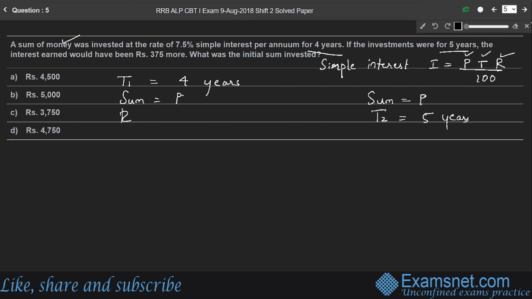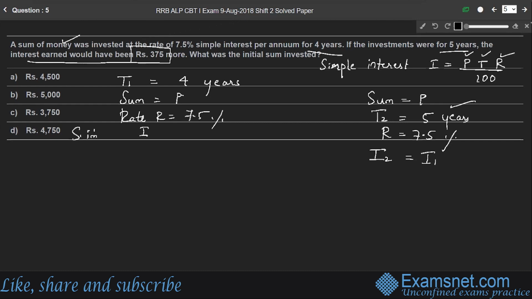And here the rate of interest R is equal to 7.5%. At the same rate of interest R, the same sum was invested for 5 years in the second case, right? And in the second case, interest earned would have been 375 more. That means simple interest I2 is the first interest I1 plus 375 rupees. So I'll consider I1 as simple interest, right? I2 becomes I1 plus 375 rupees.